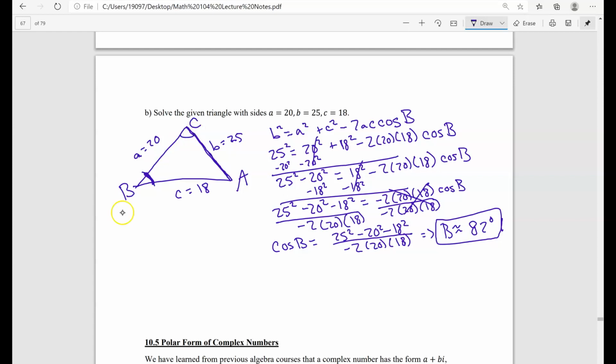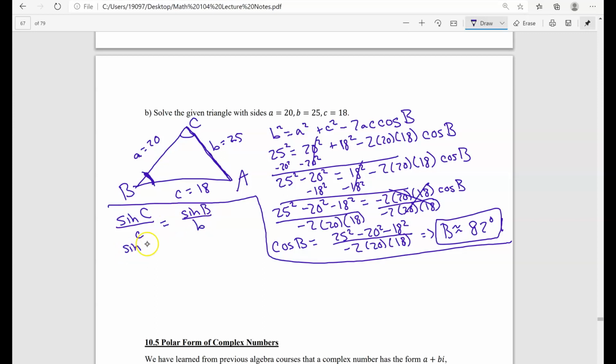I'm going to use the law of sines. I think that's easier. I don't want to use the law of cosines again because you can see that it's really hectic. So I'm going to have sine C over C equals sine B over B. So sine C over 18 equals sine 82 over 25. Cross multiply, 25 sine C equals 18 sine of 82. So I'm going to divide by 25. Sine C is equal to whatever that is.